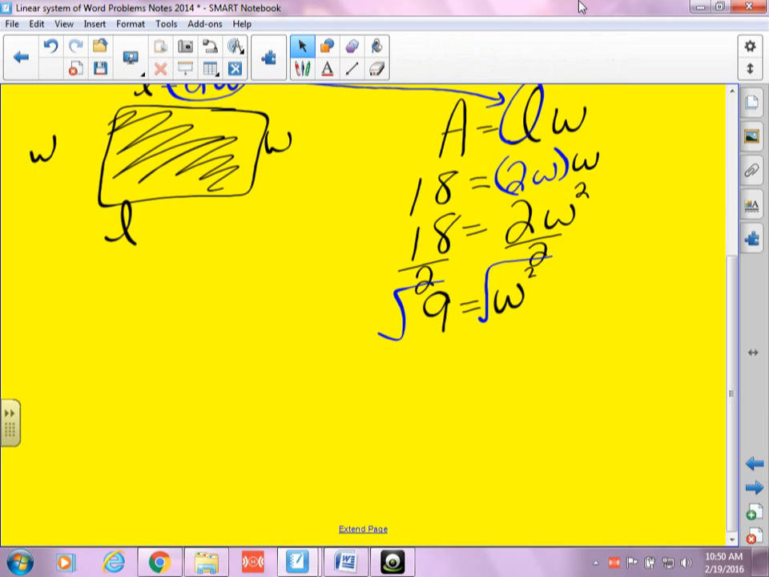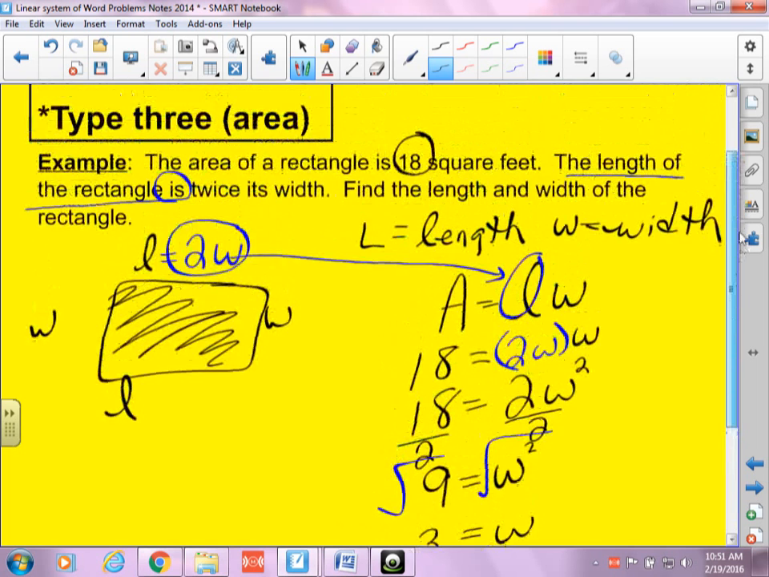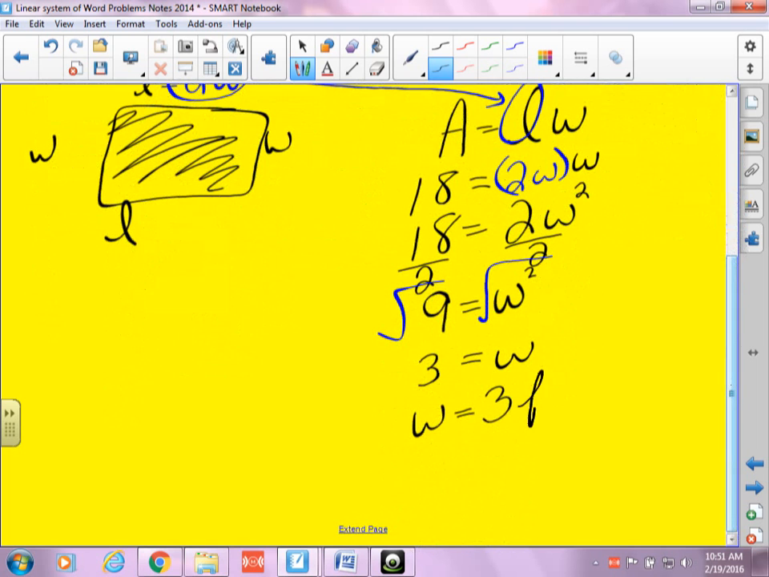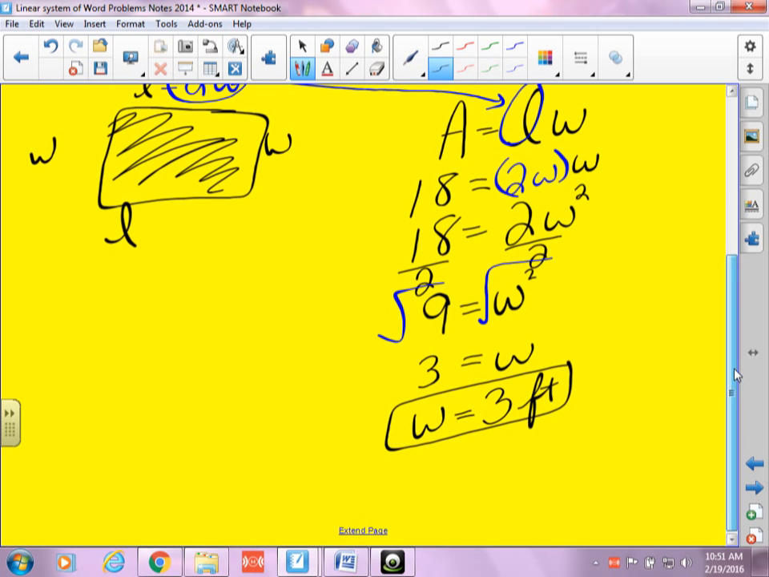Okay? What this does is it gets rid of that little 2. So W equals, what's the square root of 9? 3, because 3 times 3 is 9. So the width is 3 what? Feet. On this step right here, all I need to do is the square root to get the variable by itself. You get W squared by itself, then undo it, you square root it. But you have to get rid of the 2 before you square root it.